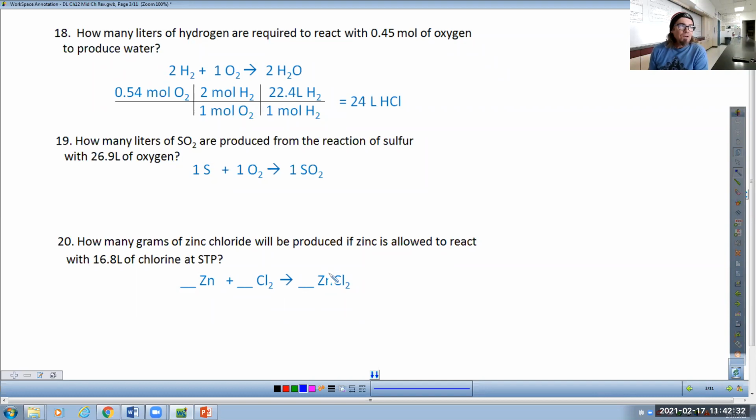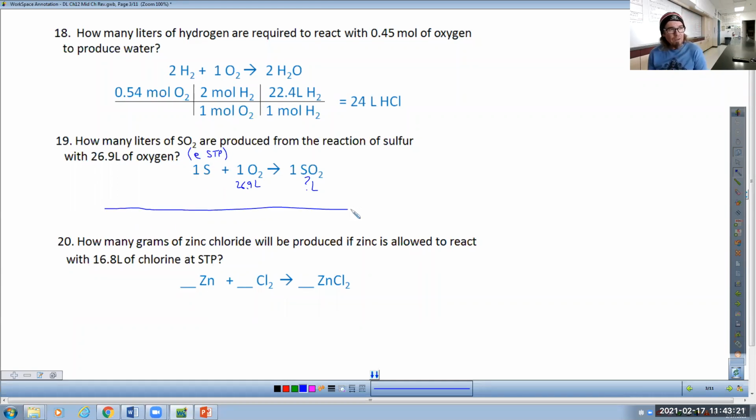Question number 19. How many liters of SO2 are produced from the reaction of sulfur with 26.9 liters of oxygen? All right, so how many liters of SO2 are produced? 26.9 liters of oxygen. One of the things that we said on this problem last time we were together, Thursday, was that it doesn't say that it's at STP, which it should. Turns out that it doesn't have to be at STP for this problem, but that's not fair. In this chapter, as we work through chapter 12, everything is at STP, so that we can use the magic number 22.4.